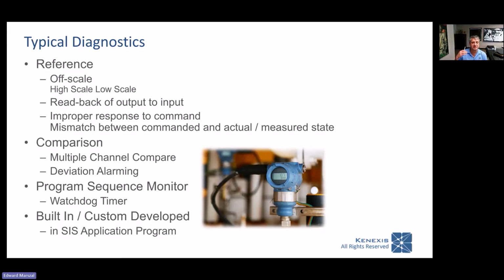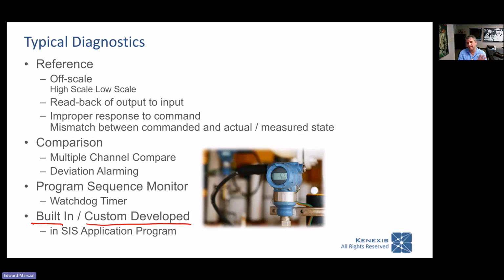And then there are things like program sequence monitoring, like your watchdog timer. And down here at the very bottom, I say built-in versus custom developed, especially when you're talking about things that are in your SIS logic solver. But the more formal term that is used in the 61508 standard is going to be built-in diagnostics.